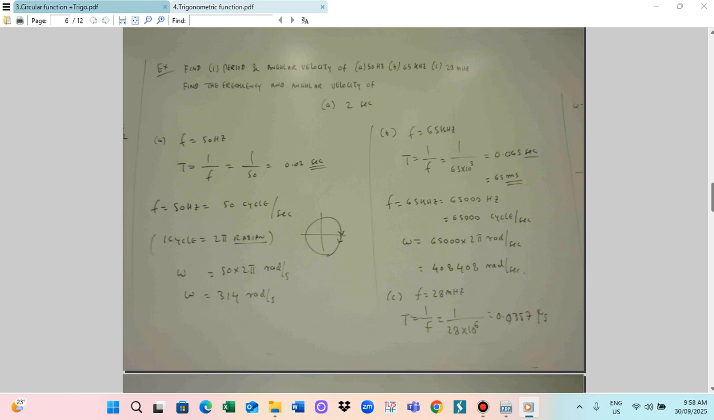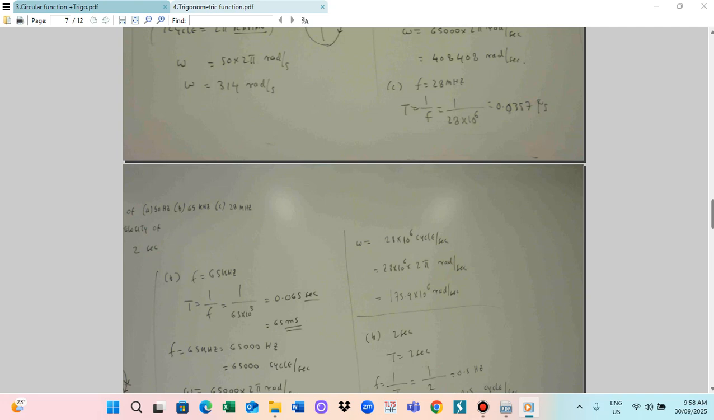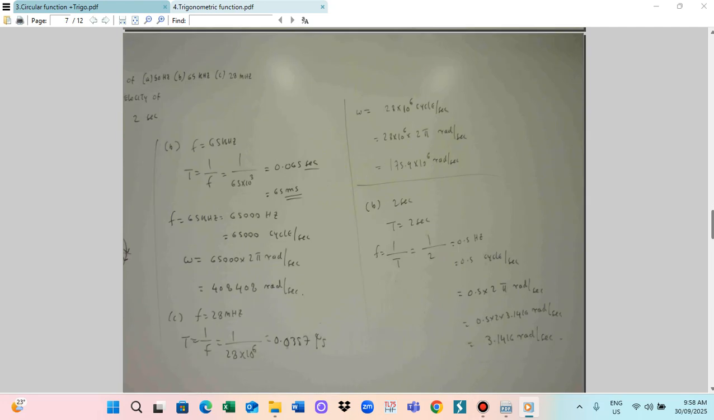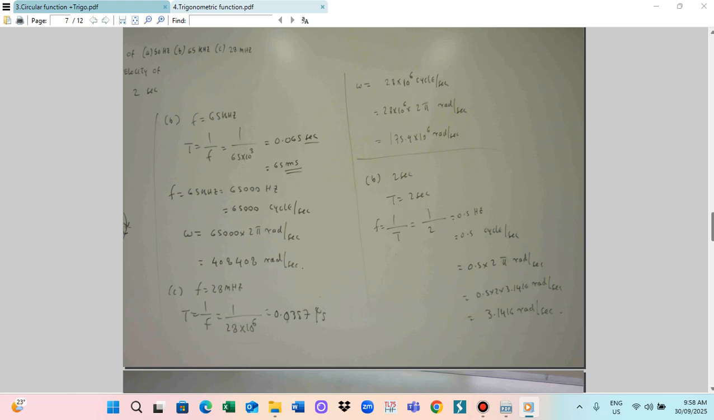And similarly, we need to calculate for the time of 2 seconds. So T is 2 seconds. So f is 1 by T, so 1 by 2, you get 0.5 hertz. 0.5 hertz means 0.5 cycle per second, or 0.5 multiplied by 2 pi radians per second. From here you get 3.1416 radians per second angular velocity.